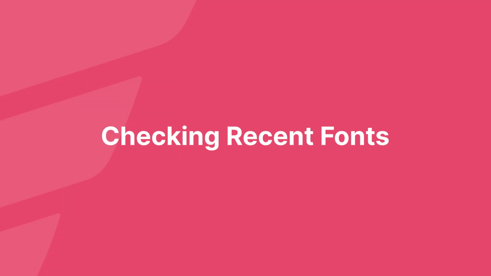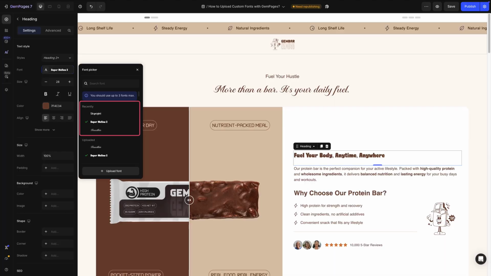Checking recent fonts. You'll also see a recently used fonts section showing the 3 most recently used fonts. This makes it easy to switch between fonts while designing. Just select a text block, open the font menu, and choose the font you want. You'll see the changes instantly in the editor.